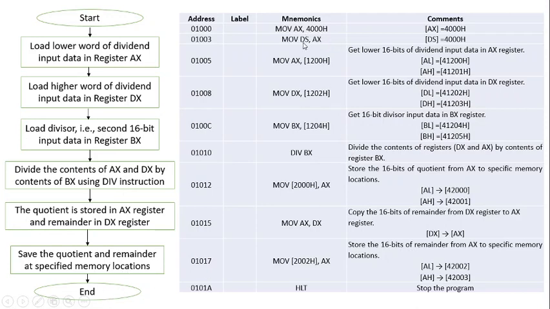So this is the code. DS we have made 4000. Then at these four memory locations we are storing our dividend. At these two we are storing our divisor. Then we are using div bx. Then the lower 16 bits of the quotient will be stored in AX. So we will move this data to these two memory locations. Then we will copy the 16 bits of remainder which is stored in DX, and we will move it to AX, and then we will move this remainder to these two memory locations.